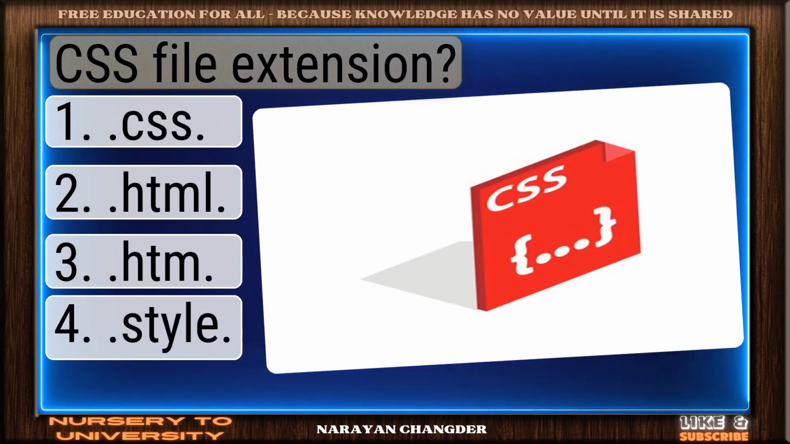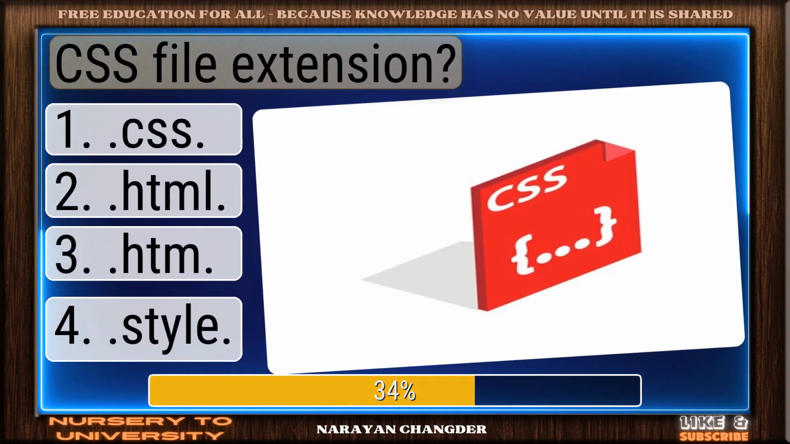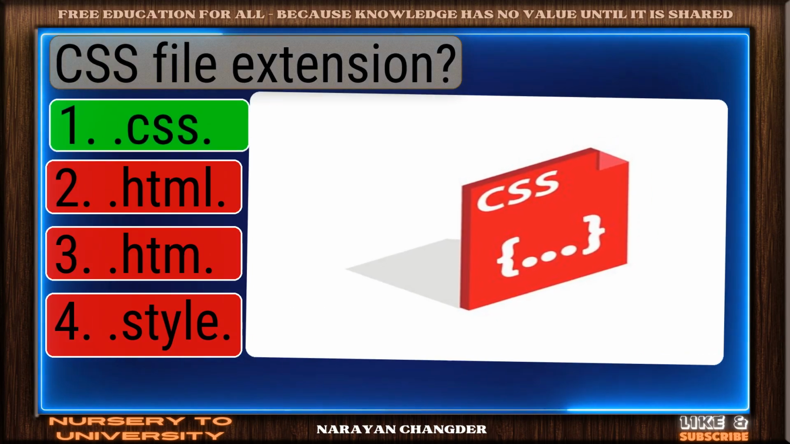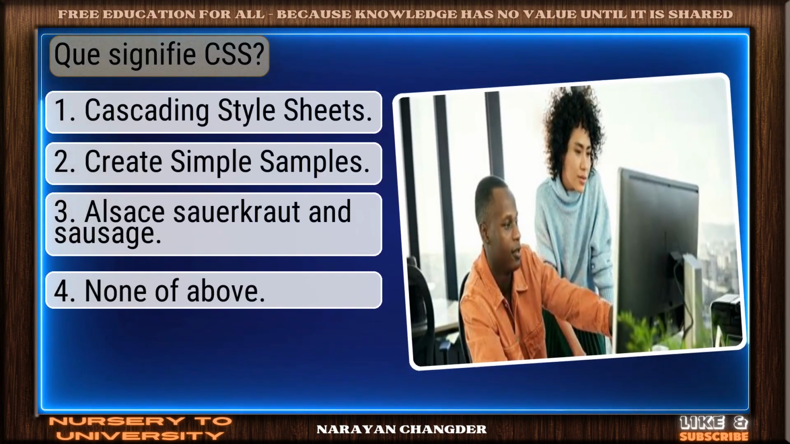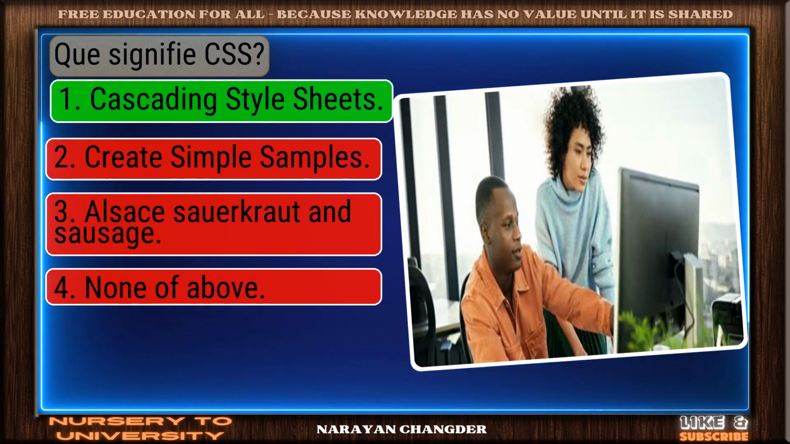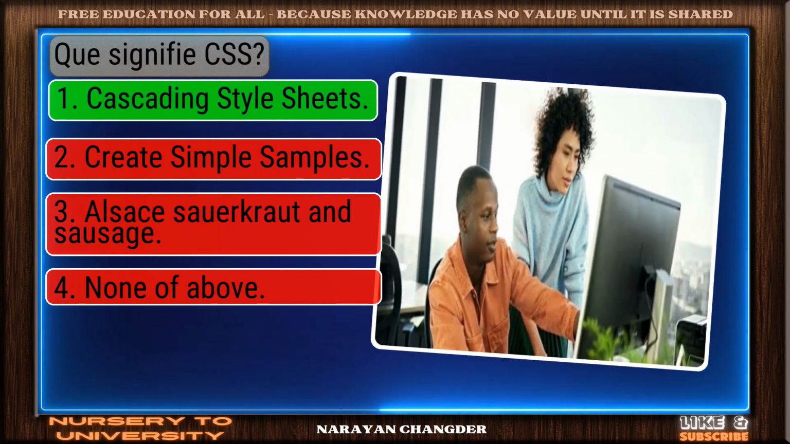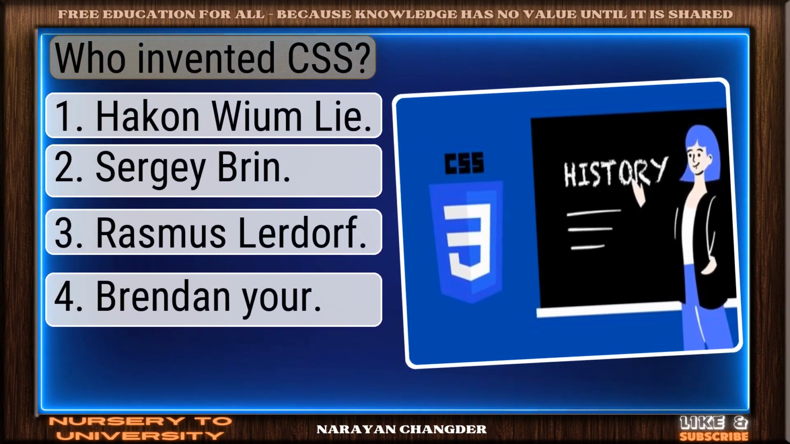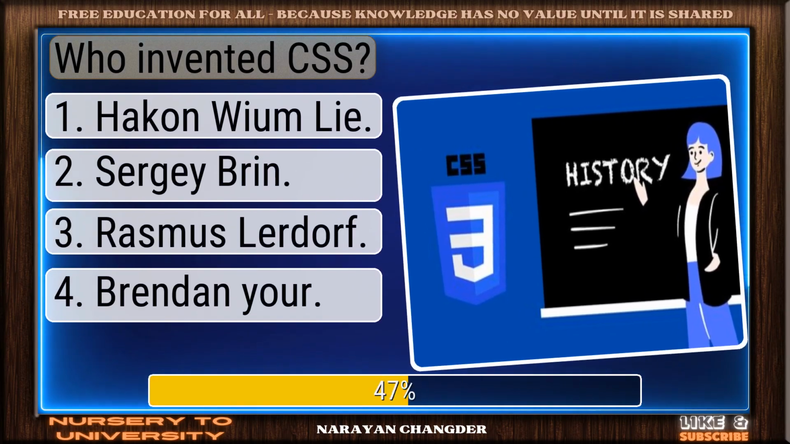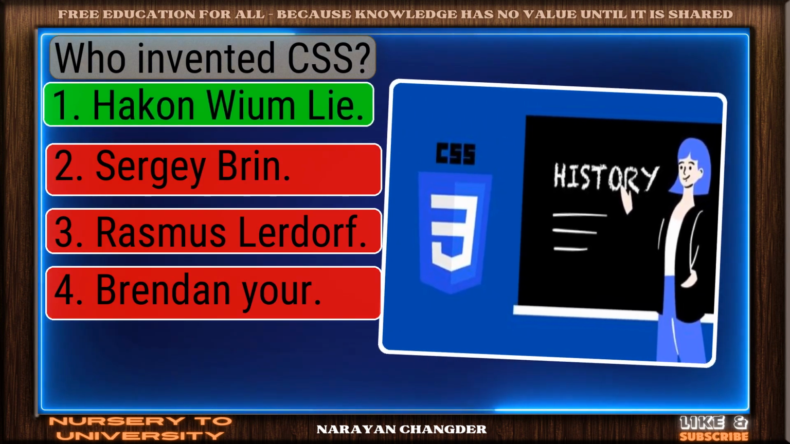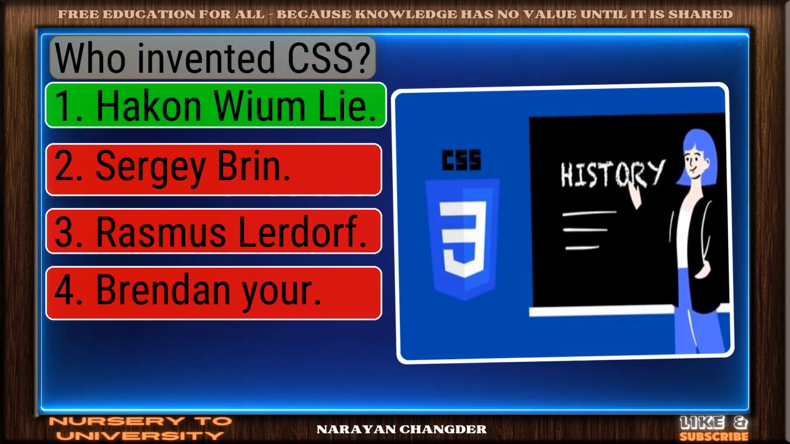Question number 73. CSS file extension. You got it. Your choice .css is right. Question number 74. You're right. Cascading style sheets is the correct answer. Question number 75. Who invented CSS? Good thinking. Håkon Wium Lie is the right answer.